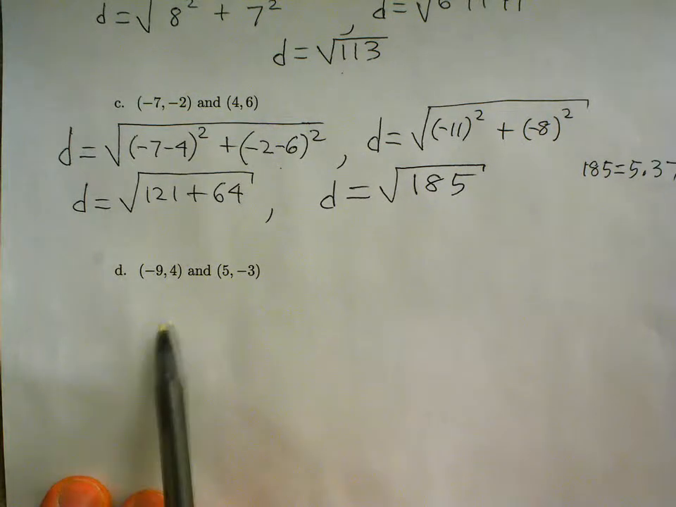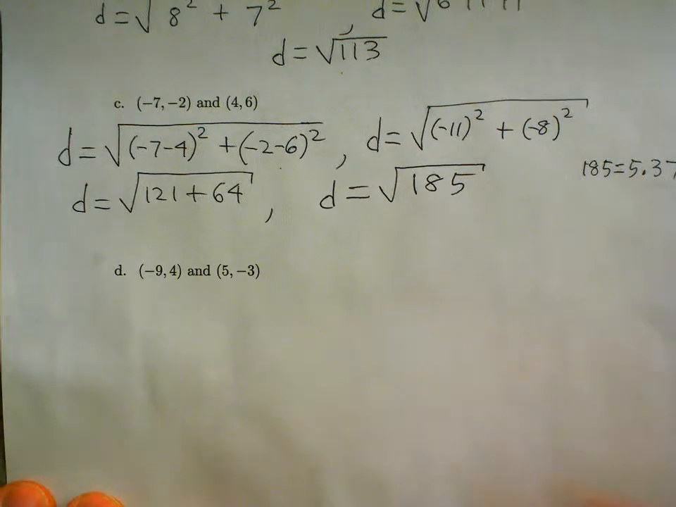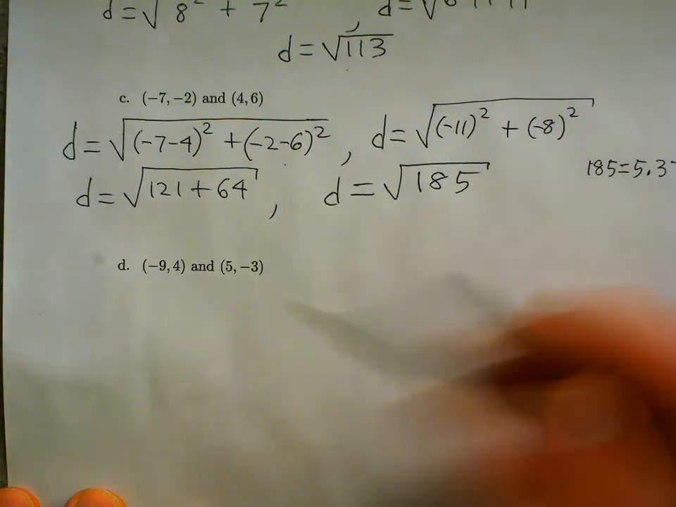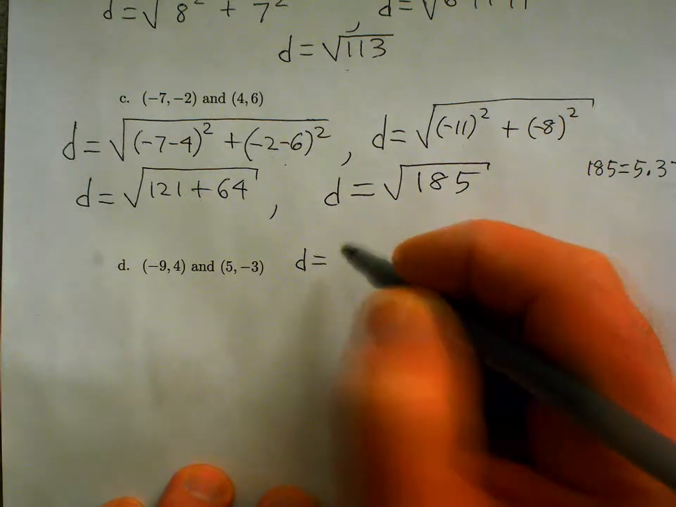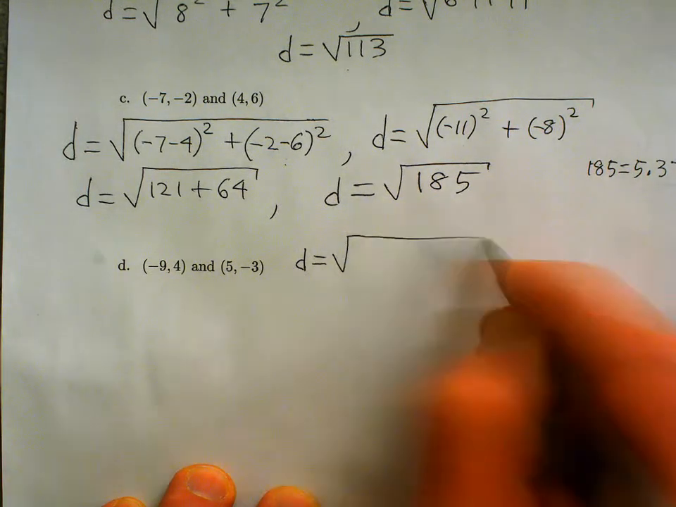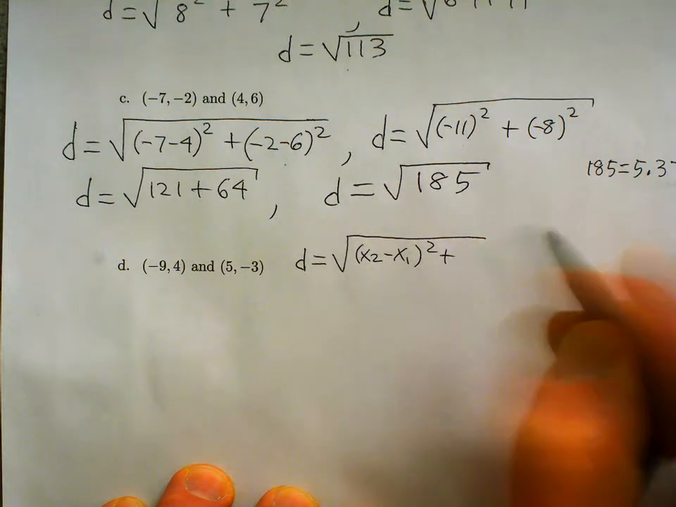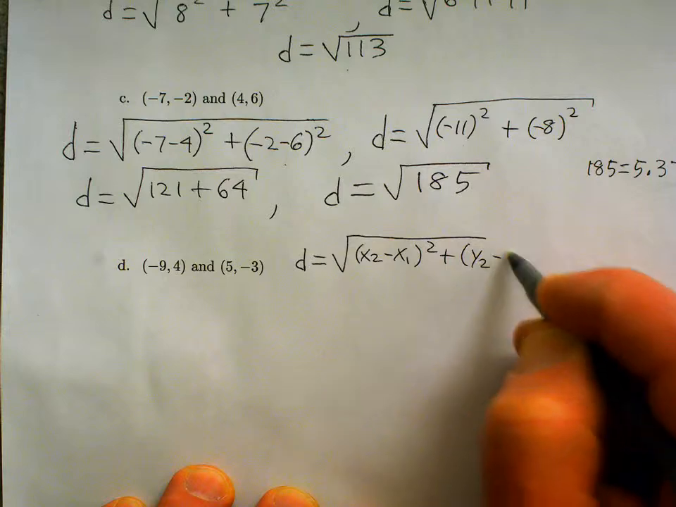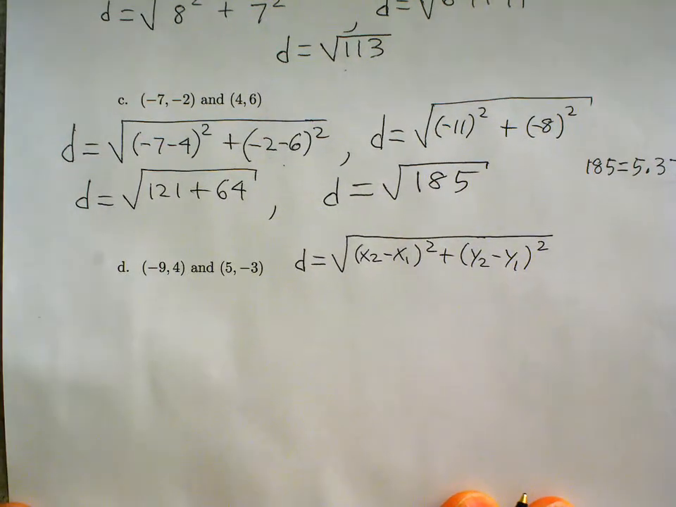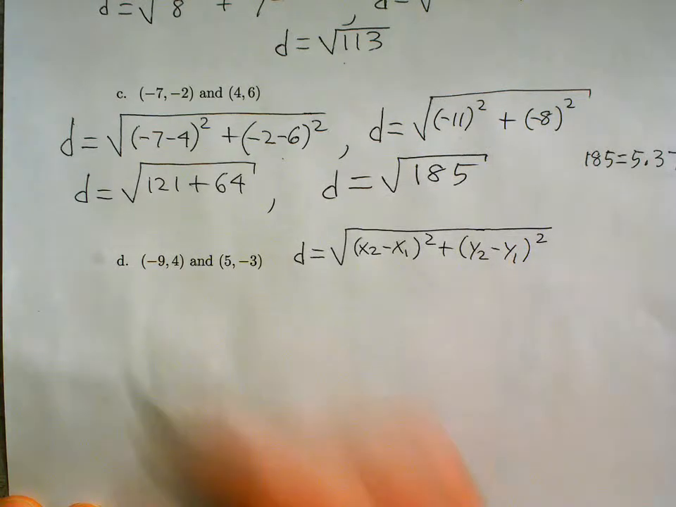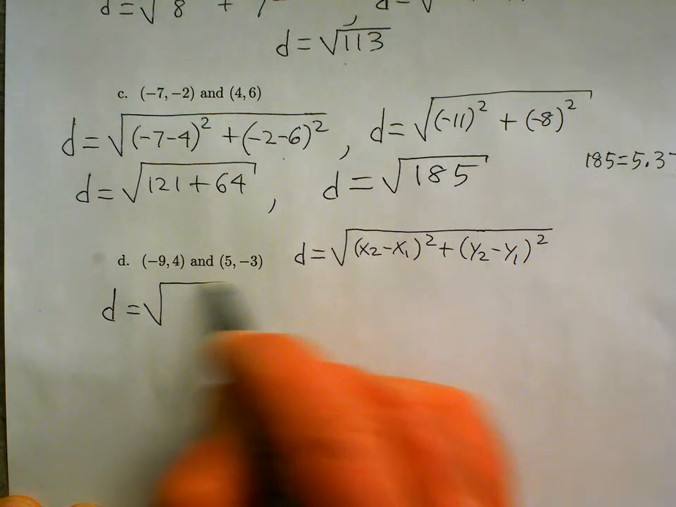Find the distance between the points -9, 4 and 5, -3. So for practice, write down the distance formula. The distance is the square root of the quantity x2 minus x1 squared plus the quantity y2 minus y1 squared. Okay, the distance inside the square root.